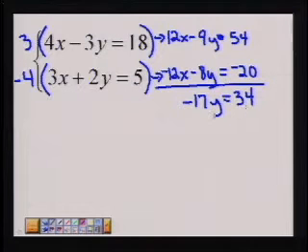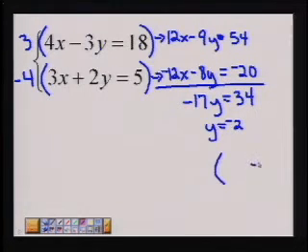And now all I have to do is divide both sides by negative 17, and I get y equals negative 2. So again, I have the y coordinate this time. To find the x coordinate, I have to plug that y coordinate back in, or substitute it for y, in one of my original equations. Let's take the second equation.